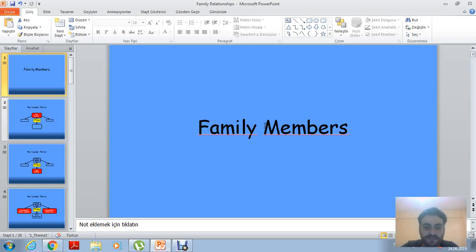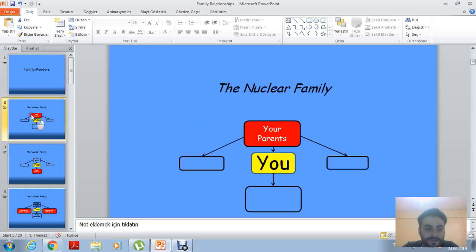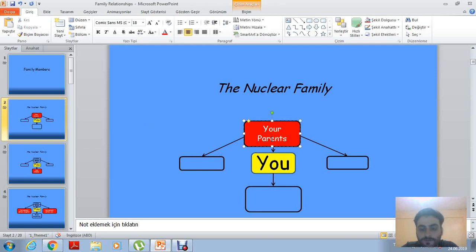In today's lesson of A1 level English, we are going to learn vocabulary on family members. So let's start. First of all, let's see the nuclear family. A nuclear family is a small family with your parents and you. First of all, your parents. Your parents are your mother and your father.